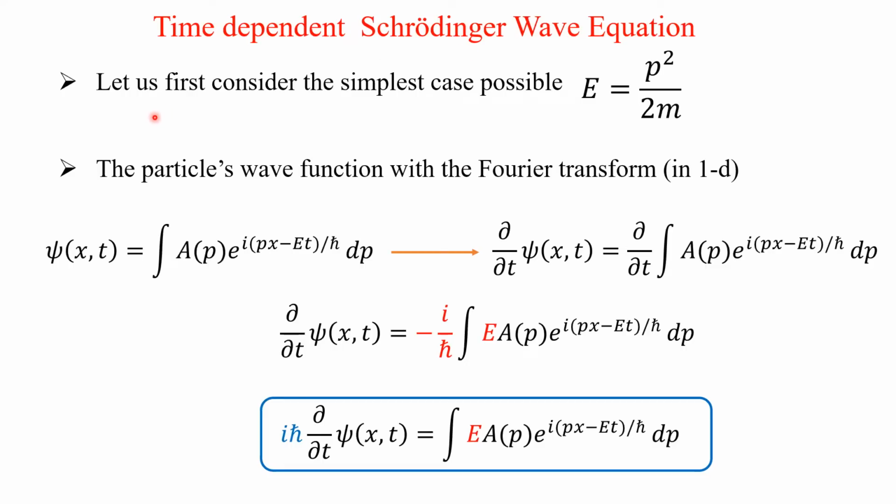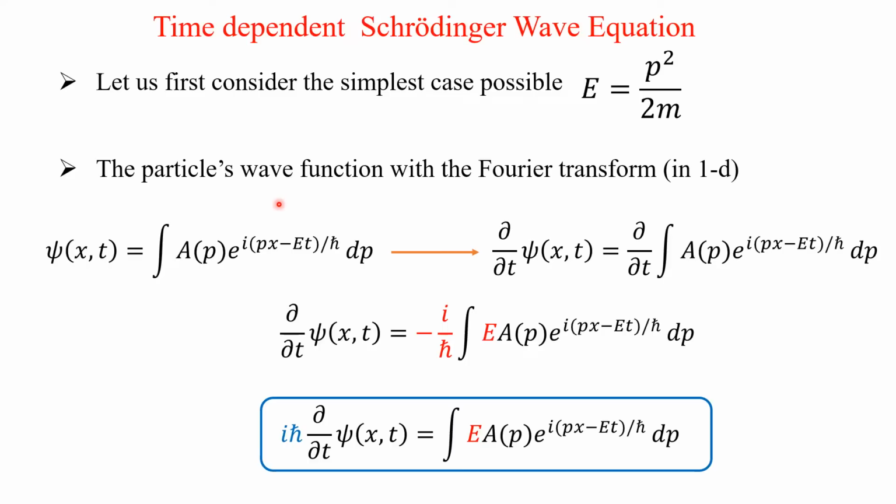First, let us consider the simplest case possible. That is, the energy is equal to p squared over 2m. This is kinetic energy. Since it's a free particle, we assume the particle is free, there is no potential energy. So, for a free particle, E is equal to p squared over 2m.